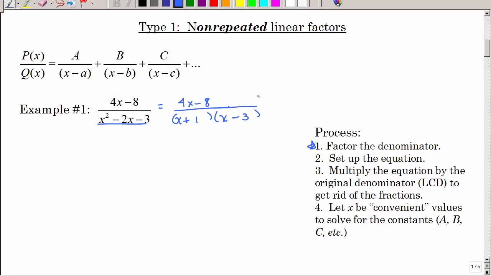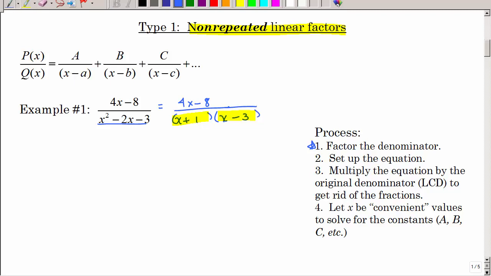Now you should be going, well, this is the fraction we just did. So yes, we should know where 4x minus 8 comes from, the very first thing. Let's see if we can get there. Let's go back to these words, non-repeated linear factors. Those are linear because x is to the first degree, and of course they're different, so they're not repeated.